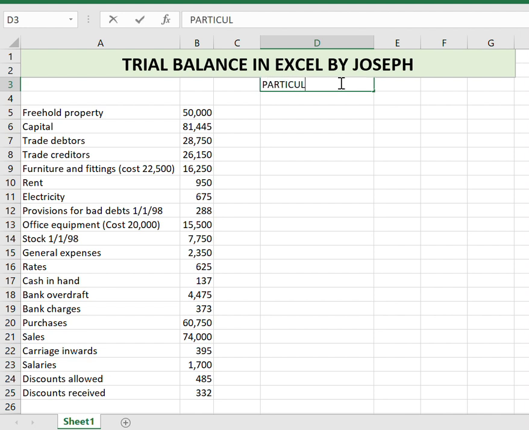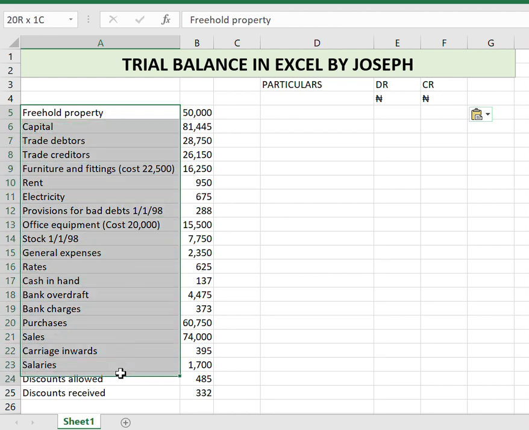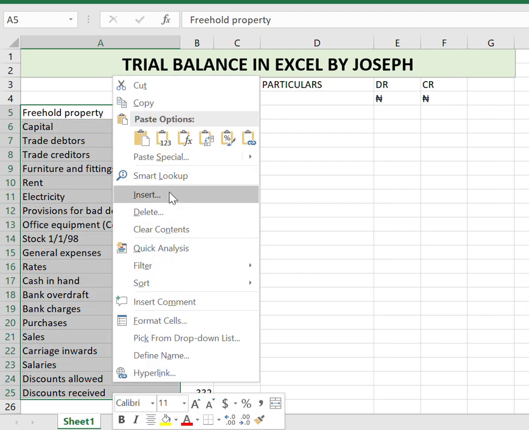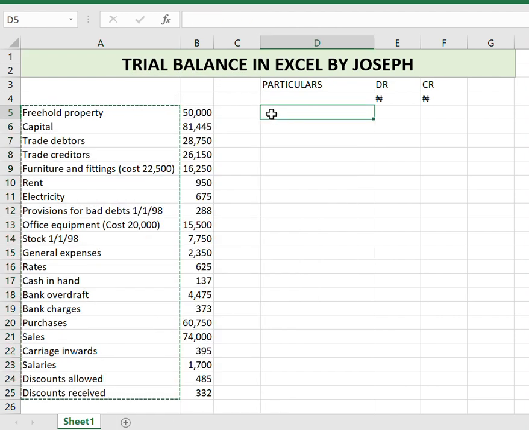Particulars, debit, credit. Let me just copy all these things. Then we now start applying the rules of trial balance.